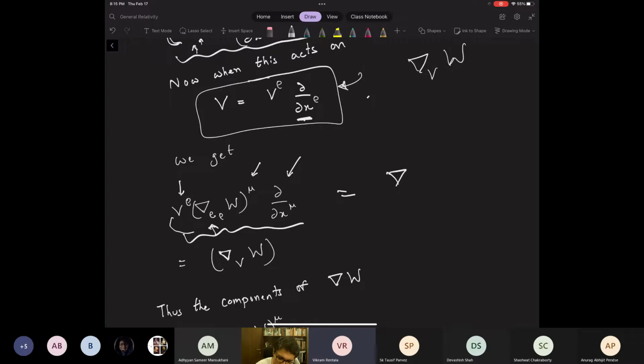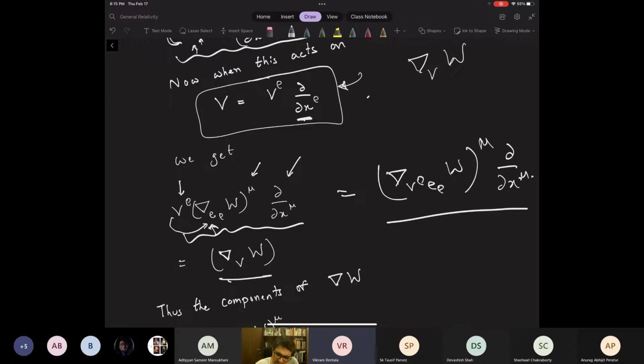So by that rule I can push this v down here. I can write it as v rho e rho w, and I take the muth component of this partial x mu. But what is this? This is nothing but del v w. It's the derivative of w along the v direction. So this v rho e rho is just v, and its muth component is the coefficient of the x mu direction. This is just expressing it in a coordinate basis. In a coordinate independent way, it's just del vw.